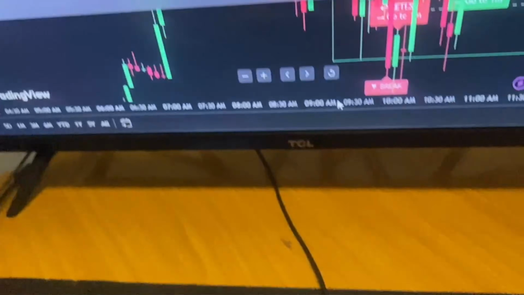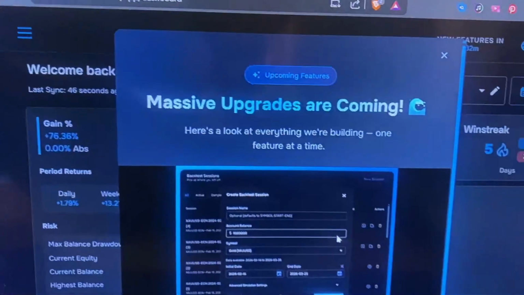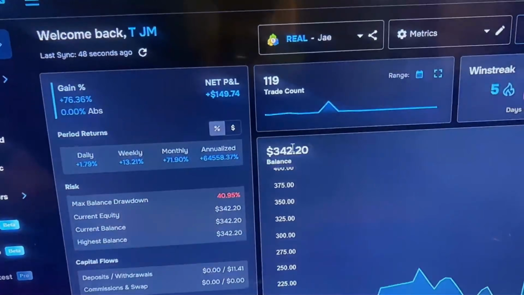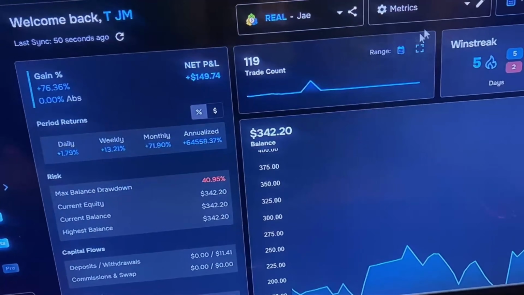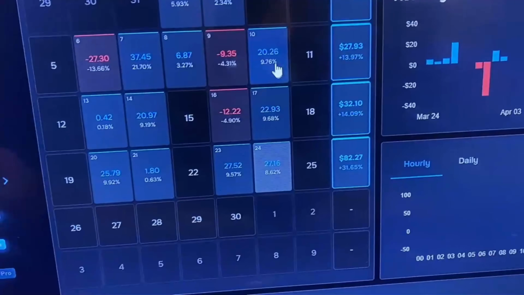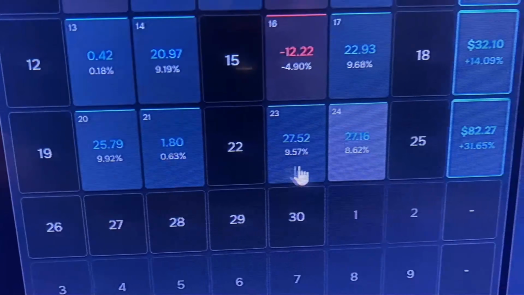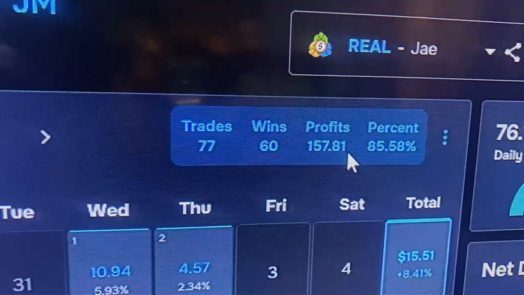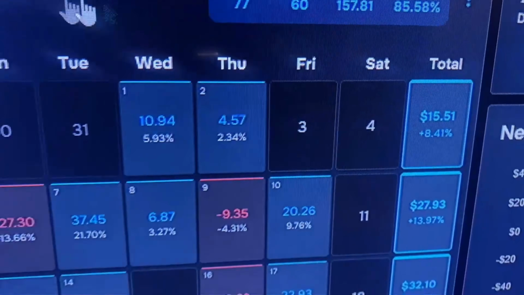Funny enough, this is actually going to be the first week that we've had 0 losses since I started with this account. So let's go to the calendar. As you can see here, this is the first week we've had 0 losses. And in this month alone, we're already up $157.